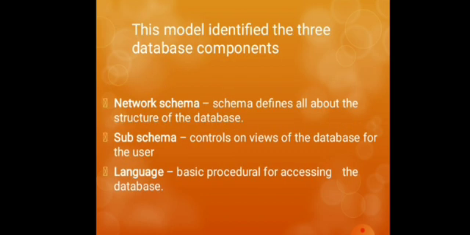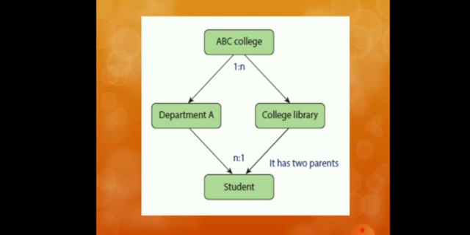This model identified three database components: network schema, subschema, then language. What is network schema? The schema defines all about the structure of the database. Then the subschema controls the views of the database for the user. Next one is language, the basic procedural means of accessing the database structure. Here we can see the basic structure of the network model.